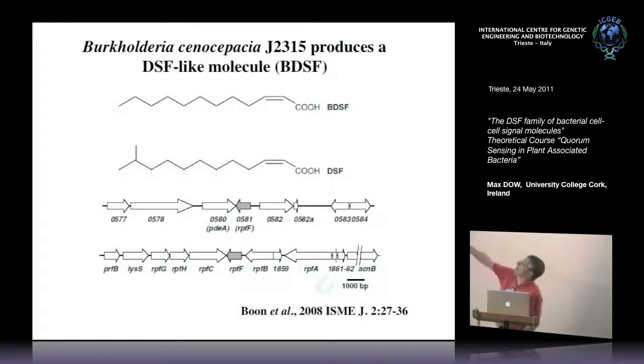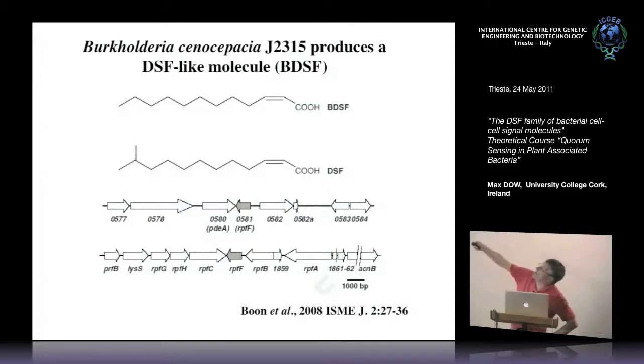Now the thing is that the other thing that actually expanded our understanding of the breadth of the DSF signaling molecules in the microbial world was this discovery in 2008, again by the Zhang lab in Singapore, when they showed that Burkholderia cenocepacia J2315, a cystic fibrosis isolate, produced a molecule that they call BDSF, Burkholderia DSF, and this lacks this one methyl group here, so it's exactly the same as DSF, but it just lacks the methyl group.